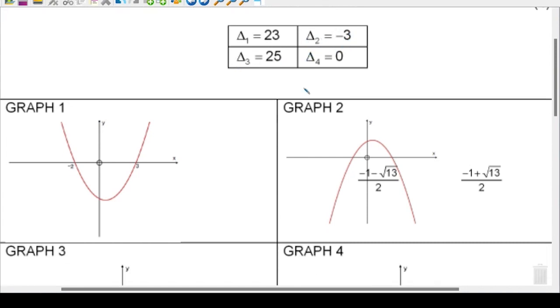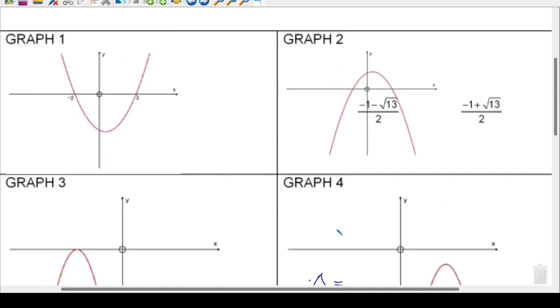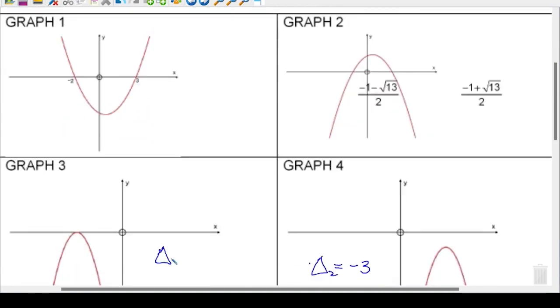So remember that when delta is negative, we get no roots. Roots are x-intercepts. So if we look, graph 4 is the one that does not have any x-intercepts. It must be the one that has a delta value that's negative. All right, so it's actually delta 2. It's negative 3. Right, we get equal roots when delta is equal to 0. So delta equals 0 is actually delta 4. So that's that one where we just have equal roots, or one touching point, 2 equal roots.